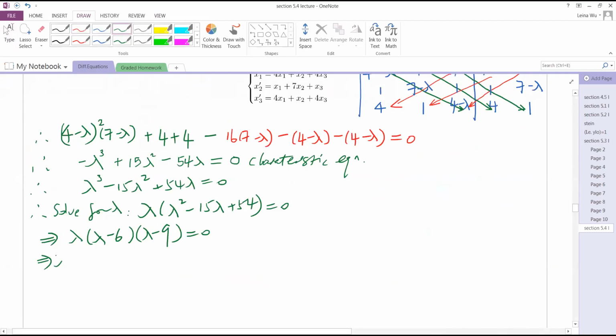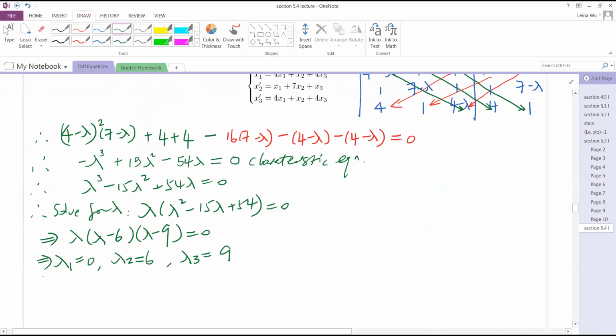All right, so we have 3 lambdas. Lambda 1 equals 0. Martin? Yes, this is the case, lambda equals 0. Thank you. No problem. And then second, lambda 2 would be 6, and lambda 3 would be 9. So there are 3 distinct real eigenvalues.